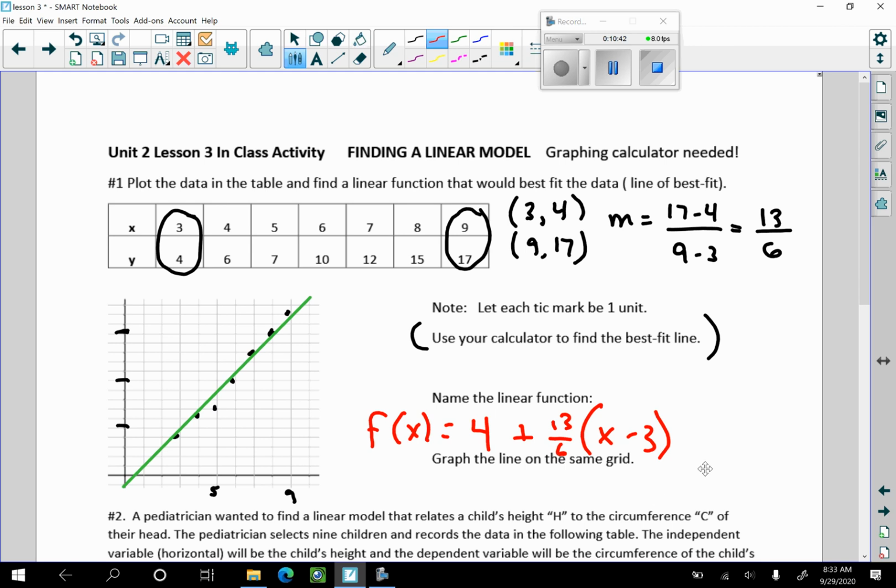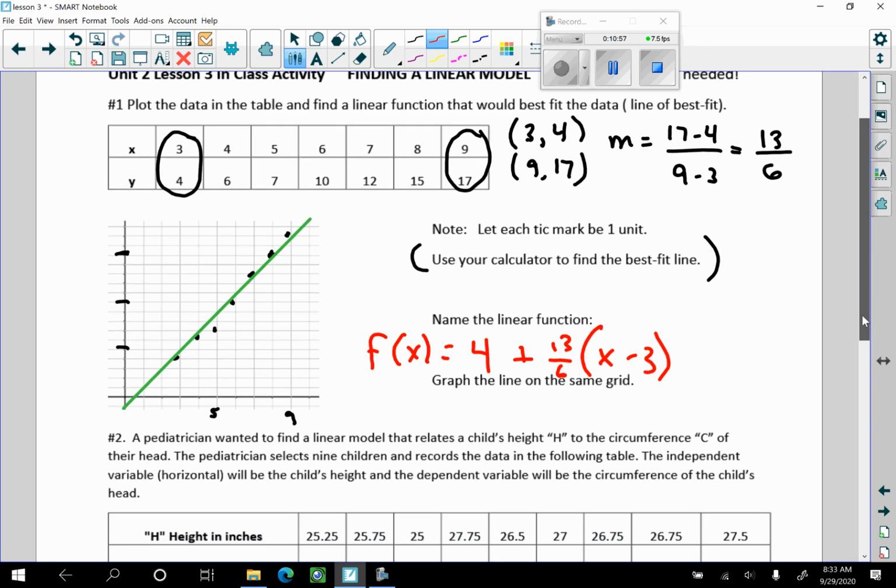Okay, and I did indeed graph that line. That's the line that I came up with. The line that went through 3, 4, and that went up 13 over 6. So that was a pretty straightforward example here. I'm going to scroll down to number 2.